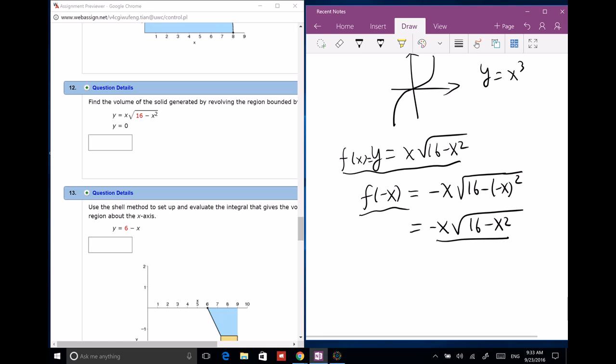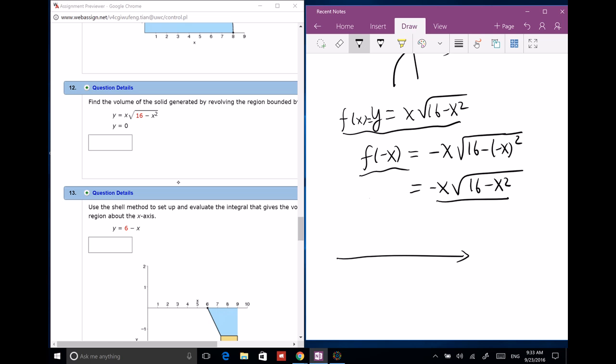So it is an odd function. It is symmetric with the origin point. So basically, I only have to graph it from 0 to some point. So here, this is your function.